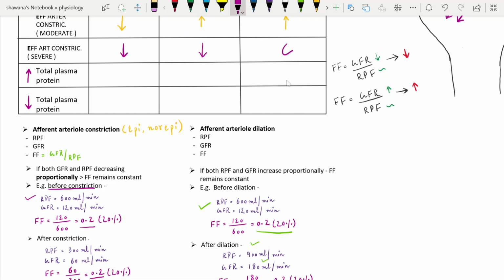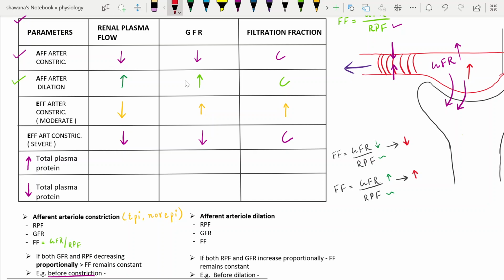What about total plasma proteins in the blood? The total plasma proteins can be increased in case of hyperproteinemia, or due to multiple myeloma, when the plasma cells are producing abnormal beta globulins. When the plasma protein concentration is increased, it means that capillary oncotic pressure would increase. So it is a negative filtration force, right? But it does not have any effect on the renal plasma flow. It will not affect the renal plasma flow in these conditions.